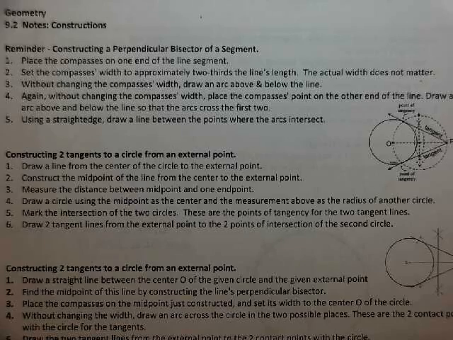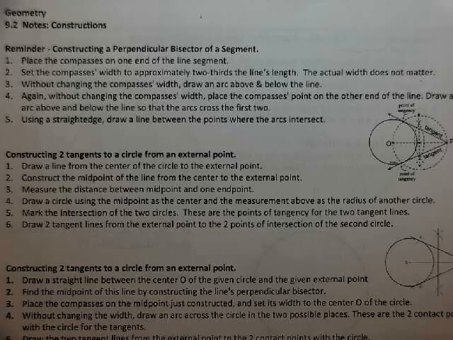Typically we would place the compass on one end of the line, and then we'd set the compass width to approximately 2/3 of the line's length. And obviously the actual length doesn't matter. Then without changing the compass width, we draw an arc above and below the line. Then we'd put it on the other endpoint and do the same thing. Draw an arc above and below the line.